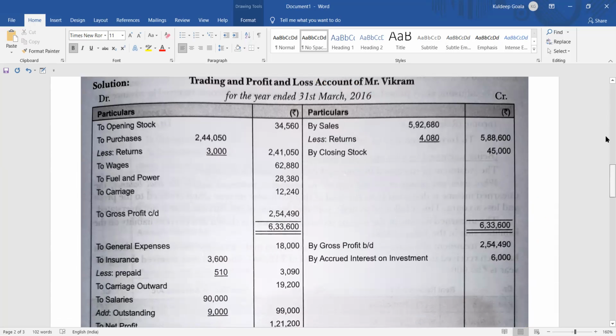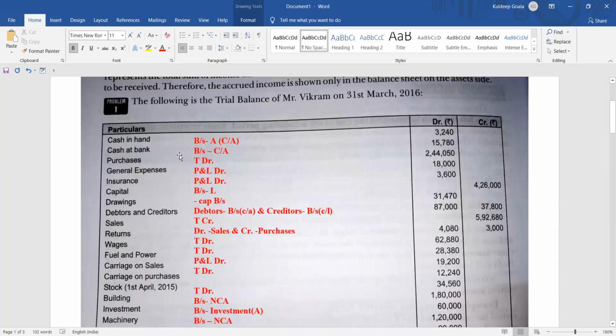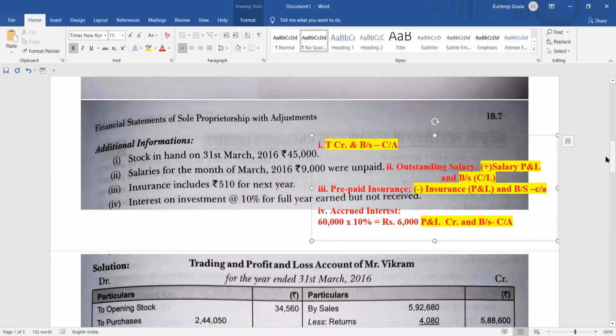Then let's see what is the next item. After that, we have insurance of 3,600 rupees. We also saw that there was an adjustment: insurance includes 5,100 for next year. What is the treatment? It is deducted from insurance in the profit and loss account, isn't it? So what will you write?